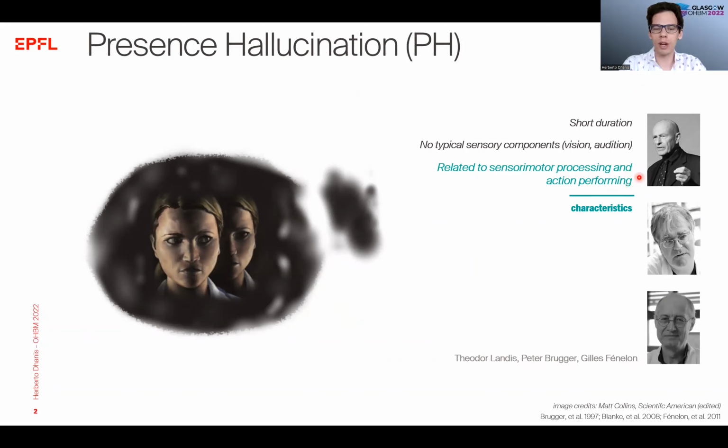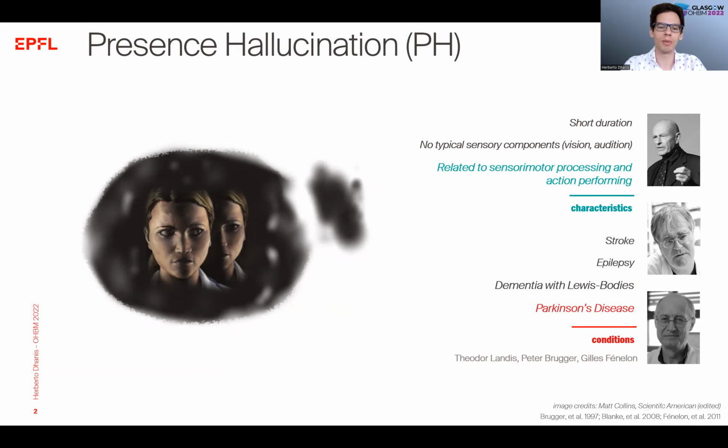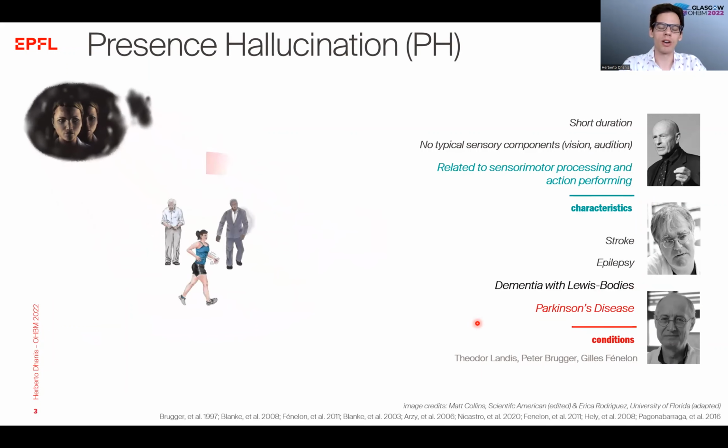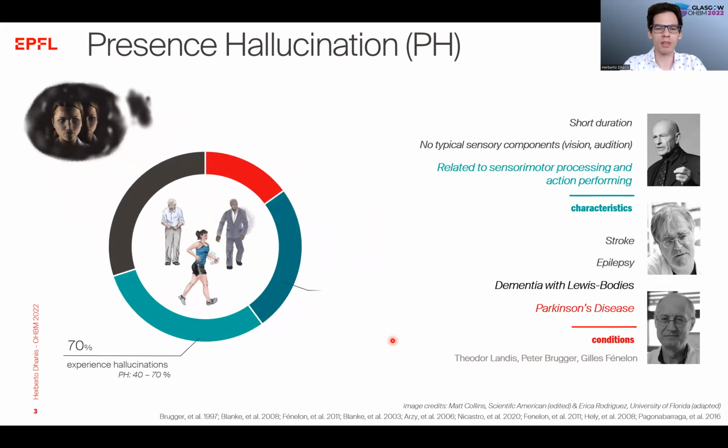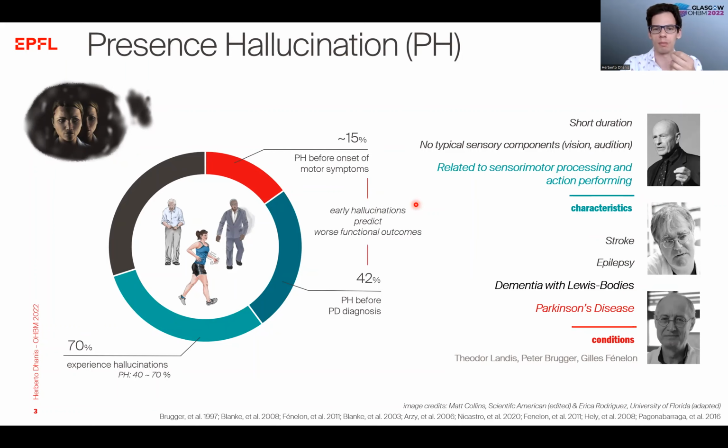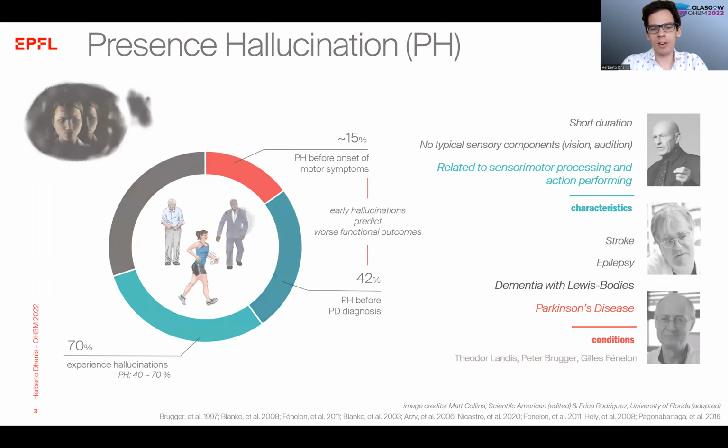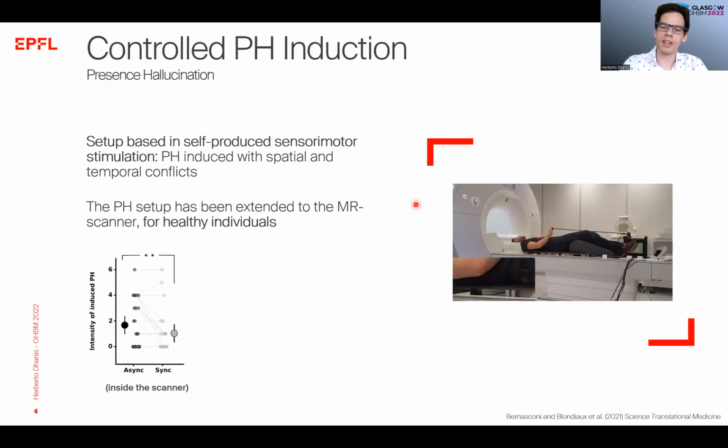We also wanted to quickly allude to its clinical relevance. It's present in many neurological diseases, for example in Parkinson's, where patients suffer up to 70% of hallucinations. The early onset of hallucinations like the presence hallucination is a predictor for worse functional outcomes. So our lab has actually made significant progress in understanding this hallucination.